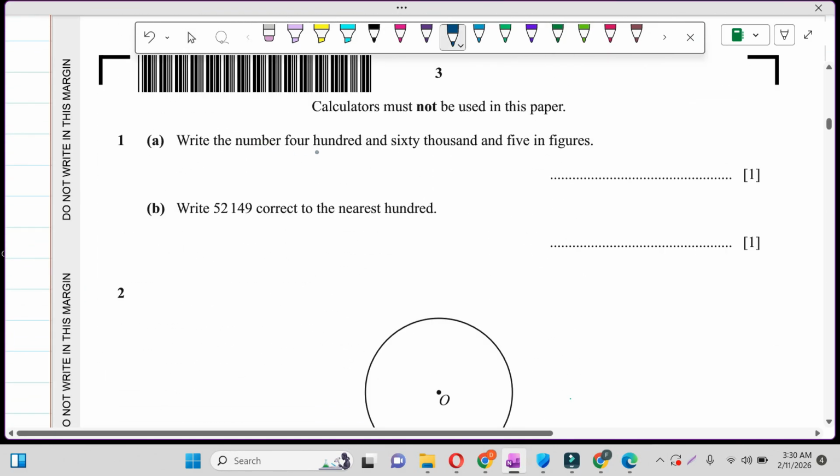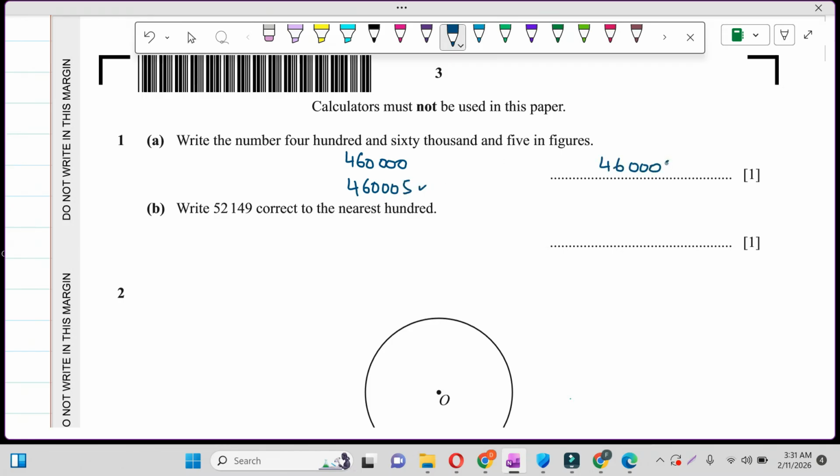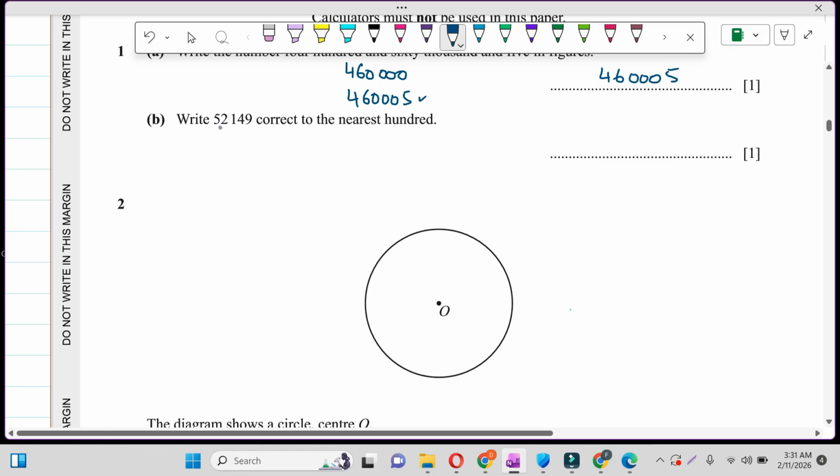Question number 1, write the number 460,005 in figures. First we write the 460,000. This is 1000, and we just need to add the 5 also. So 460,005. This is the required. So 460,005.